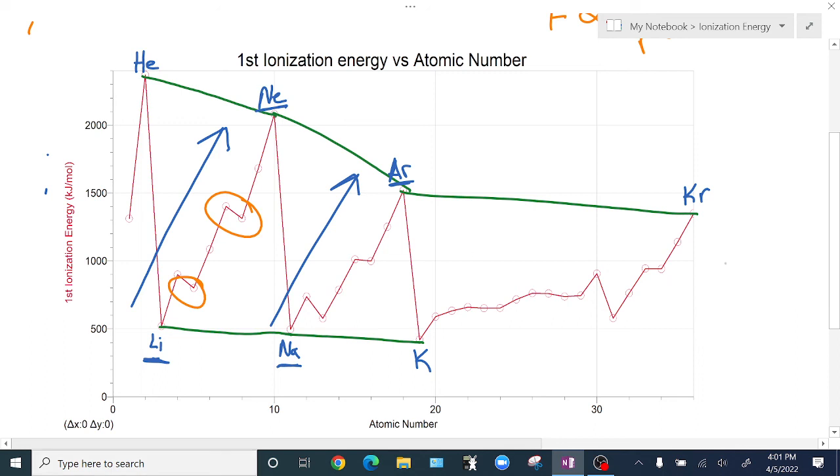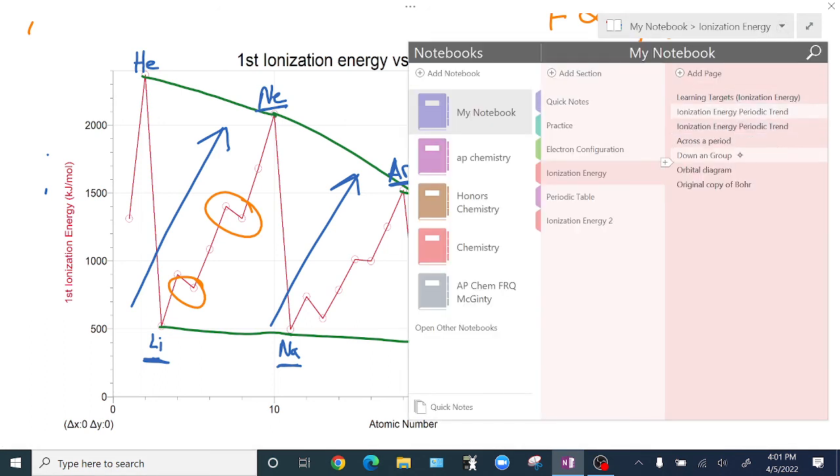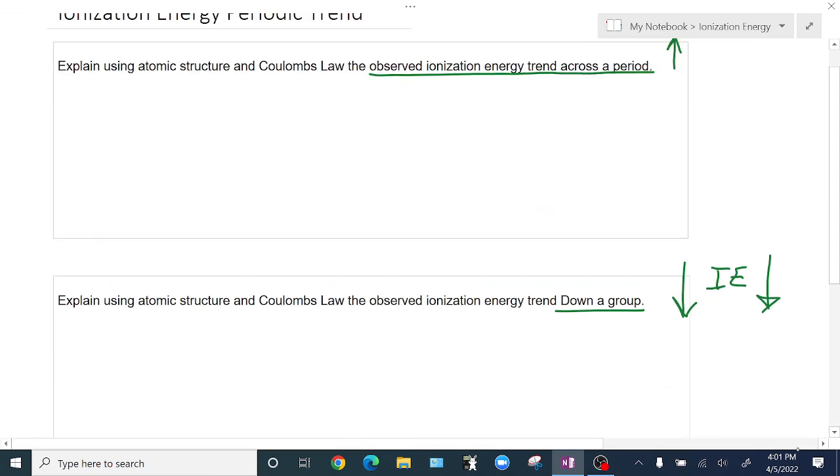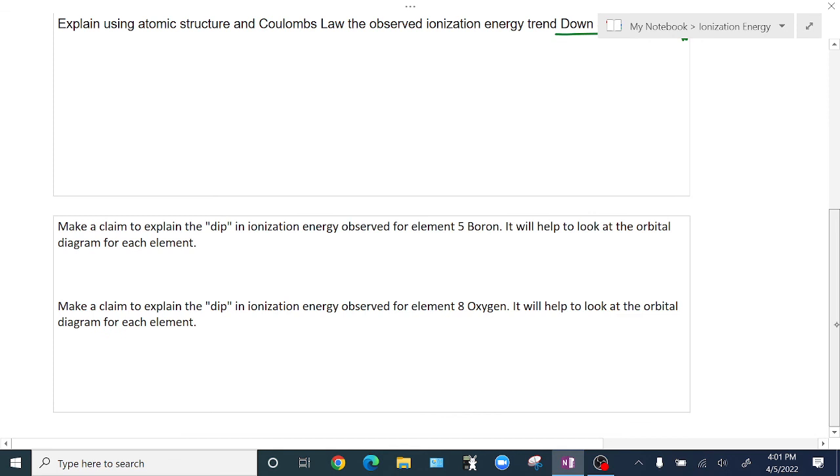So your two homework assignments, and I'll go back to them now, are something I want you to come up with on your own. One, make a claim to explain that dip and why it's occurring at boron. And two, make a claim to explain why we see that dip again at oxygen. My clue or help that I want to give you is to look at the orbital diagrams for each of these elements. That might give you some hint into what may be happening.